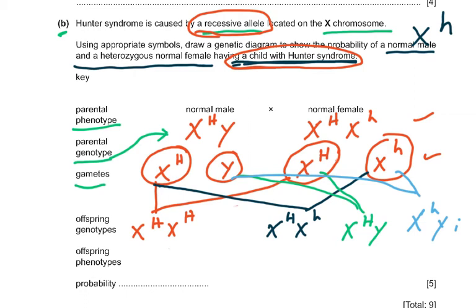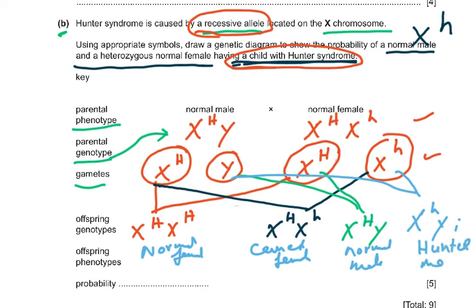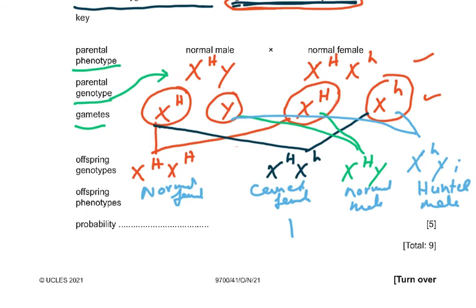Then the fourth mark is, you've got to tell me, okay, what are these? So this is a normal female. Then this is a carrier female. Now this is a normal male. And this, of course, is the Hunter male. The Hunter sufferer, the person who has this Hunter syndrome, he is the sufferer.